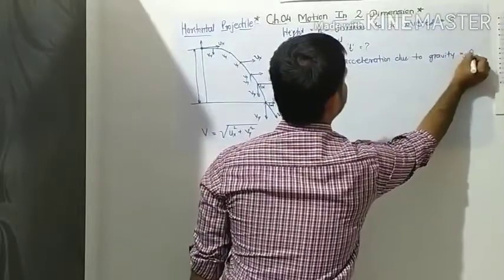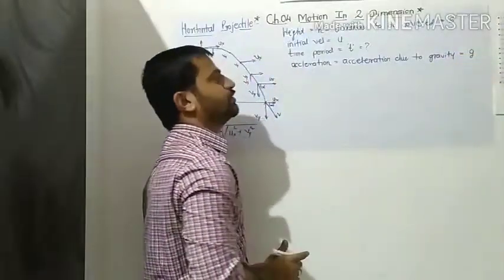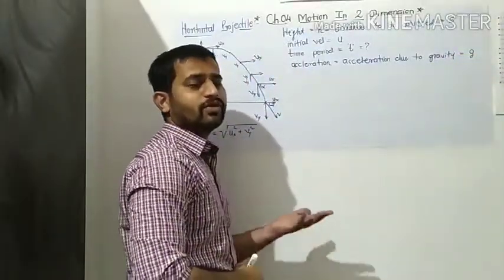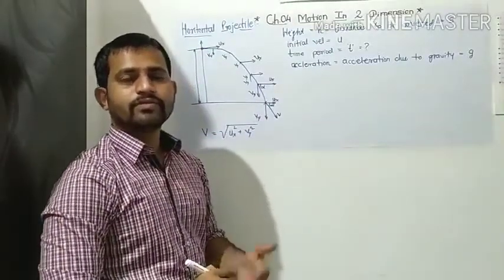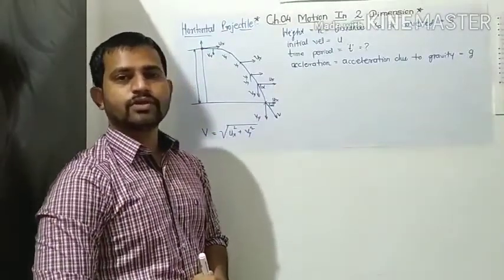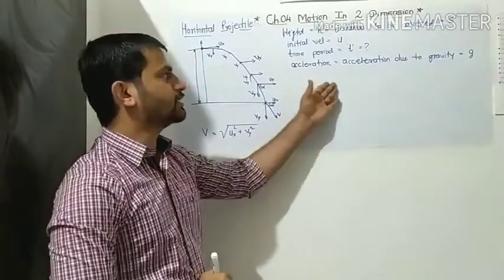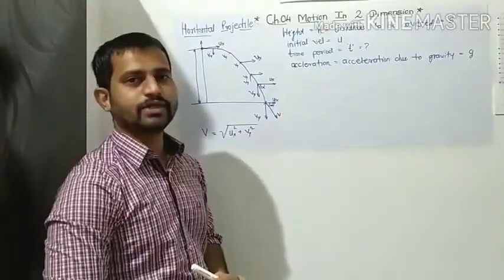Acceleration is equal to the acceleration due to gravity, g, because the motion of the object is under the effect of the acceleration force of gravity. That's why our acceleration becomes the acceleration due to gravity, that is equal to g.